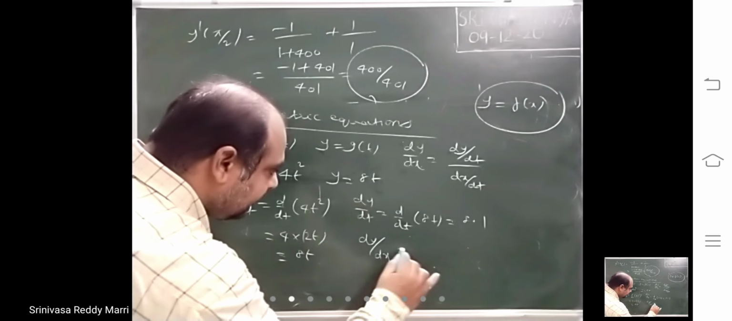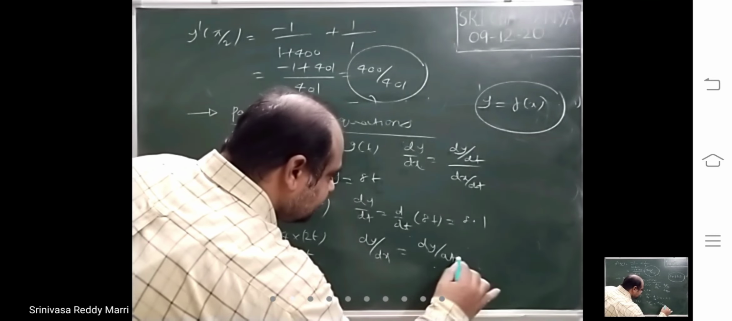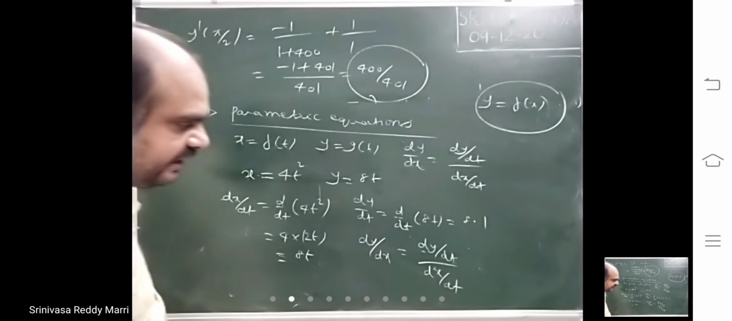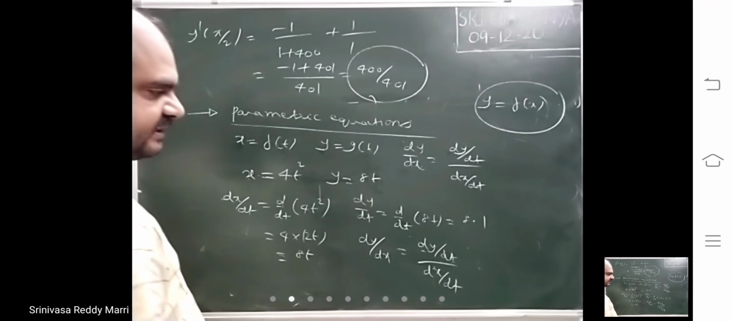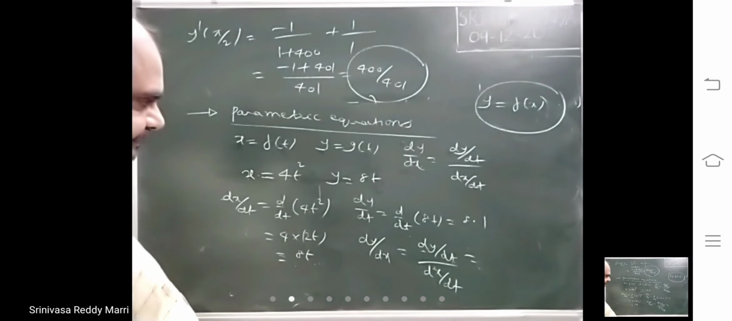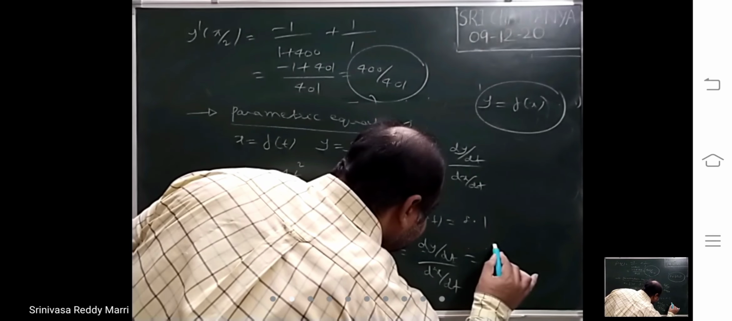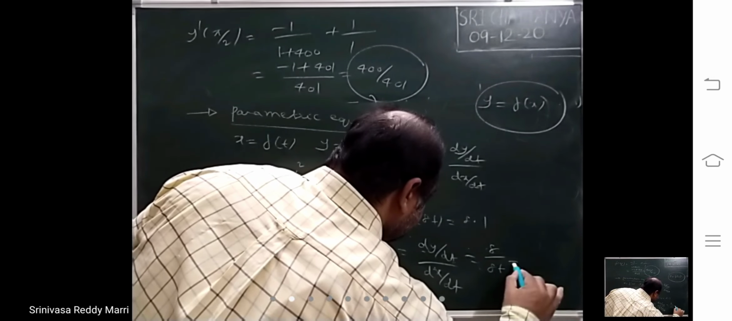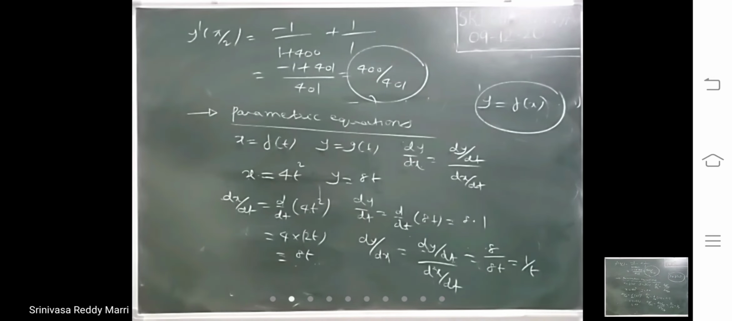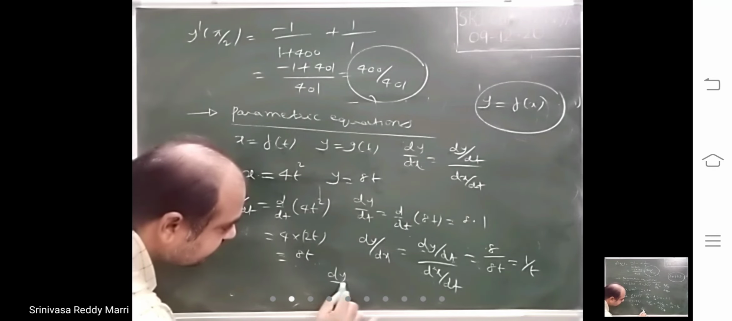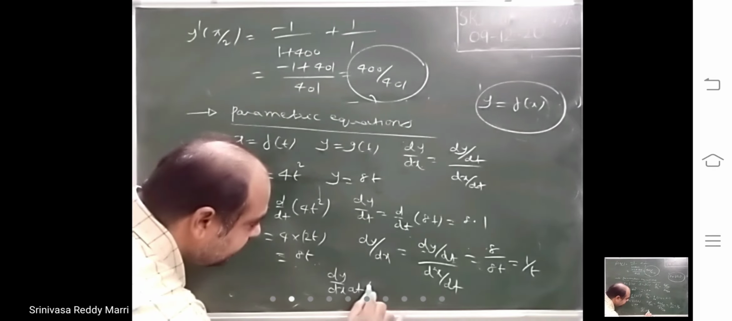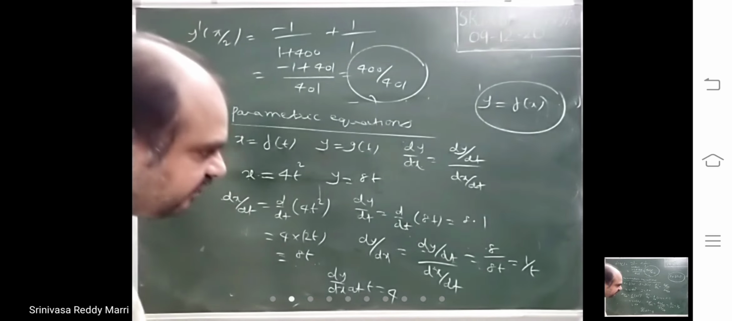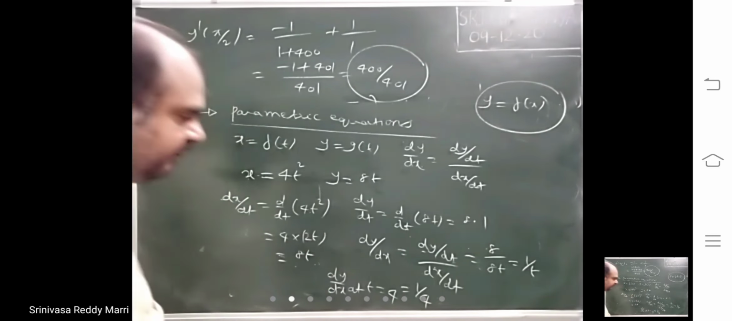Now if you want to calculate dy by dx, you write derivative of y with respect to t divided by derivative of x with respect to t. That means this is nothing but 8 divided by 8t, which is 1 by t. This is dy by dx. Suppose he wants to calculate dy by dx at t equal to 4. That means 1 by 4.